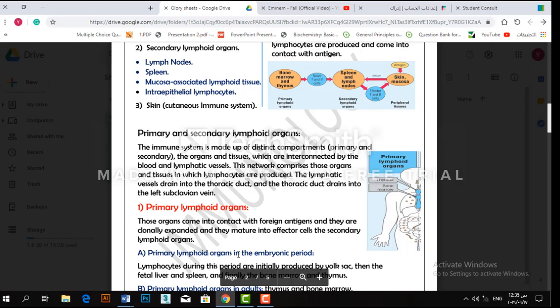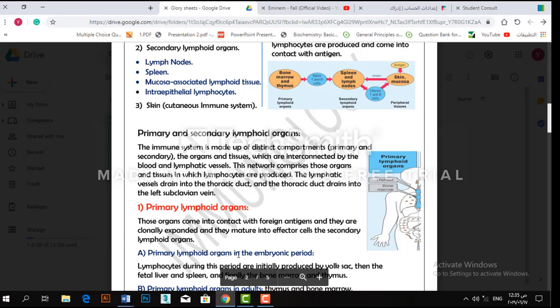And why do we need the cloning process? Because when I make cloning, what will happen is that I will increase the number of cells. Then if I increase the number of cells, I will increase the number of receptors in the cells. Then more receptors, more antigens that will bind to it.